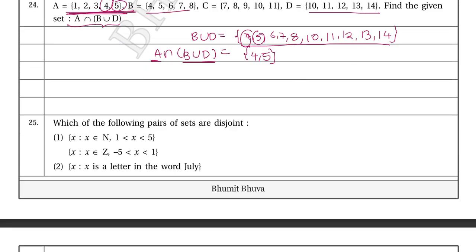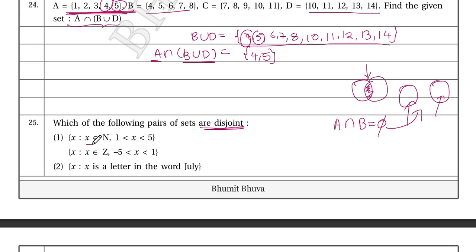Look at the next question. Now the question is on disjoint sets. So when the intersection between two sets is empty, then they are called disjoint. Okay, there is no overlap. If overlap is there, then the intersection is not empty. So this is called not disjoint. But if the two sets are completely different, there is no overlap, so that is called disjoint, empty.